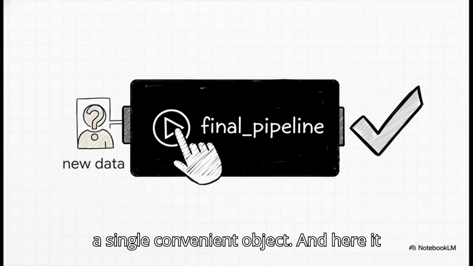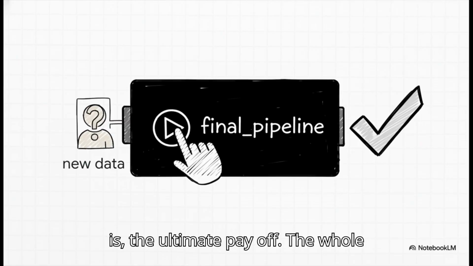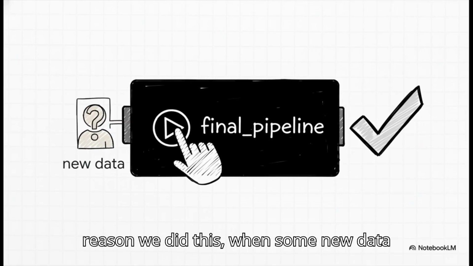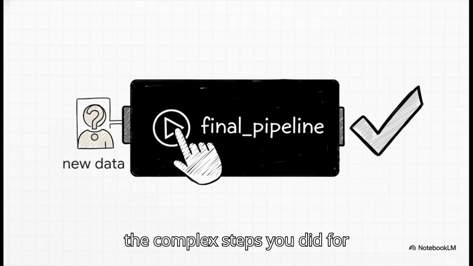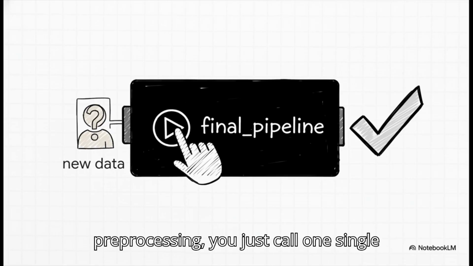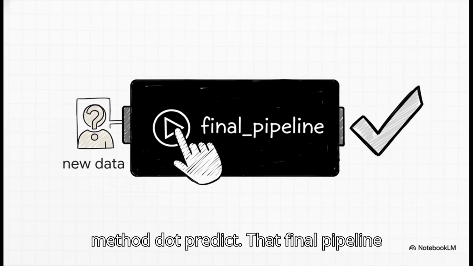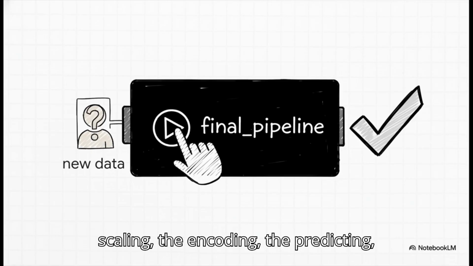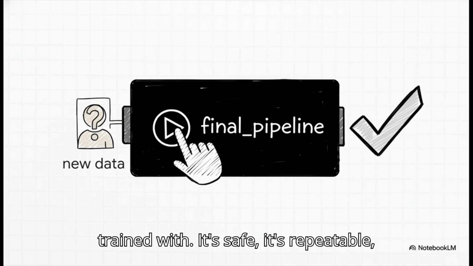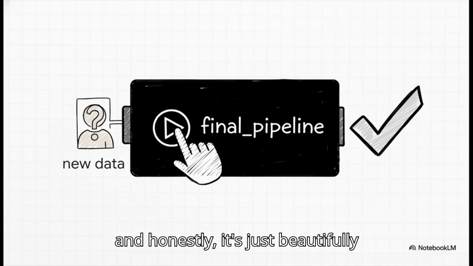And here it is, the ultimate payoff, the whole reason we did this. When some new data comes in, you don't have to remember all the complex steps you did for preprocessing. You just call one single method, .predict. That final pipeline handles everything under the hood, the scaling, the encoding, the predicting, using the exact same logic it was trained with. It's safe, it's repeatable, and honestly, it's just beautifully simple.